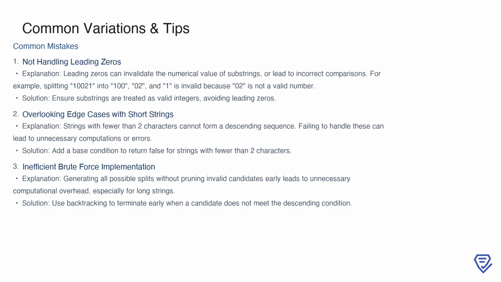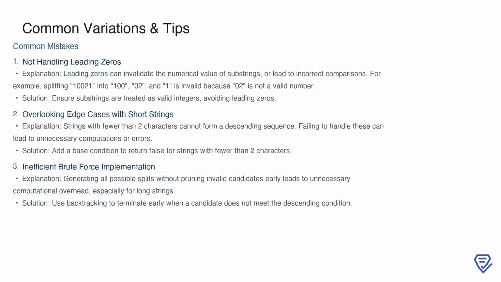If the string has fewer than 2 characters, it's impossible to form a descending sequence, and failing to account for this can result in unnecessary computations or even errors. A simple base condition to return false in such cases is a good way to handle this.